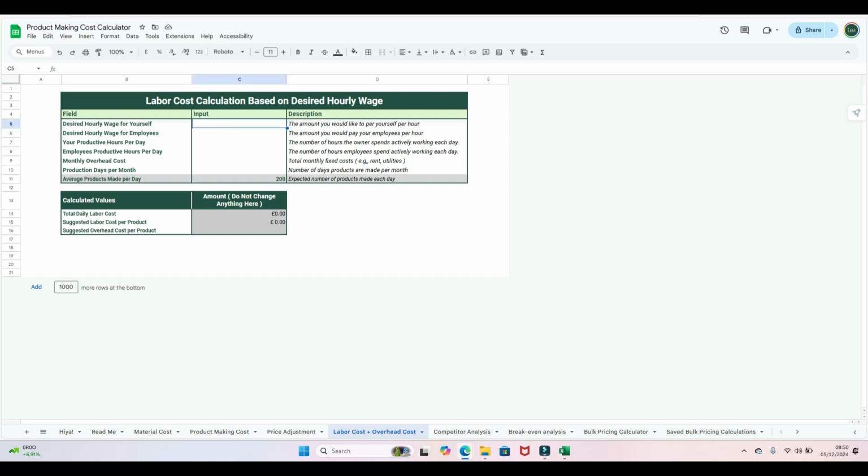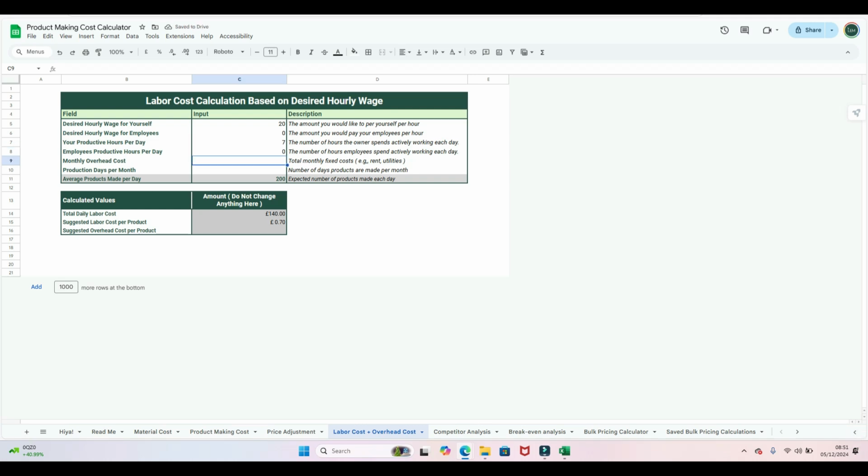The desired hourly wage for yourself, let's say you want to pay yourself £20 per hour. You can decide your hourly wage based on your 9 to 5 if you have a 9 to 5 at the moment. For instance, if you're getting paid £20 per hour and this is what you still want to make with your small business, then put £20 per hour. If you do not have any employees, put 0. Your productive hours per day, let's say you work 7 hours a day. Employees' productive hours per day, you do not have any employees, so put 0.